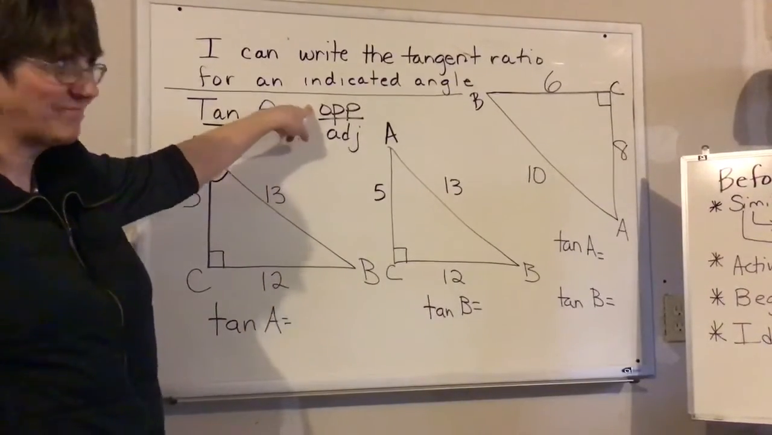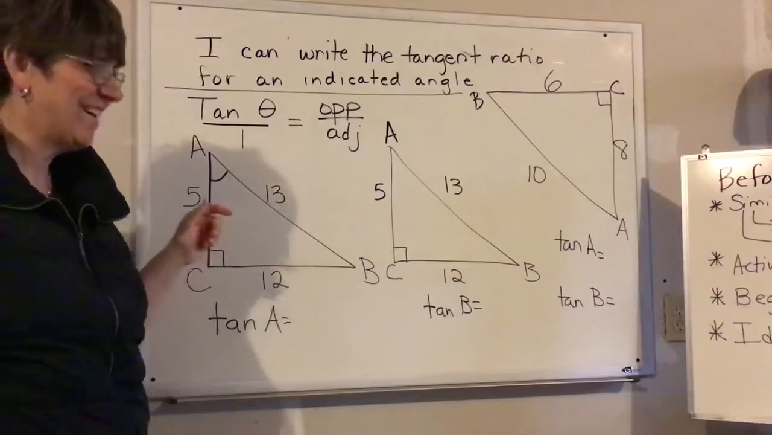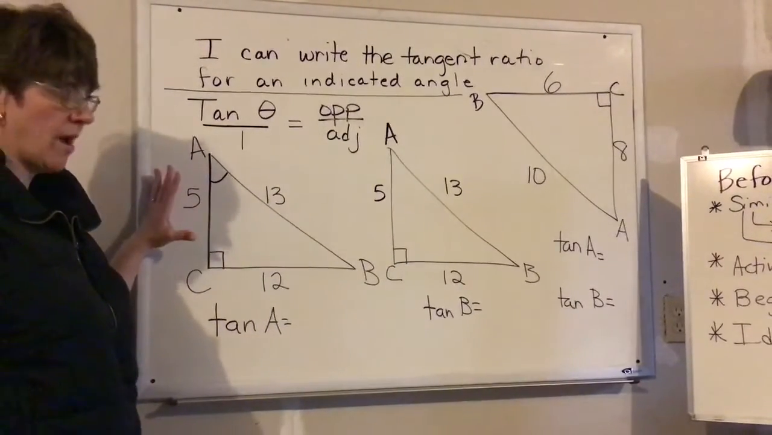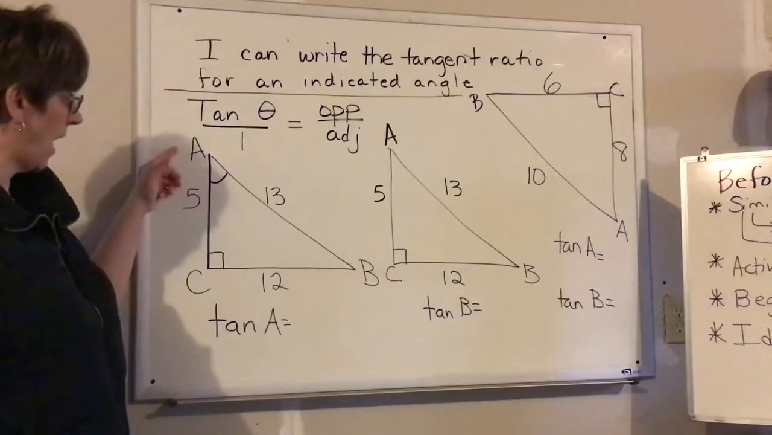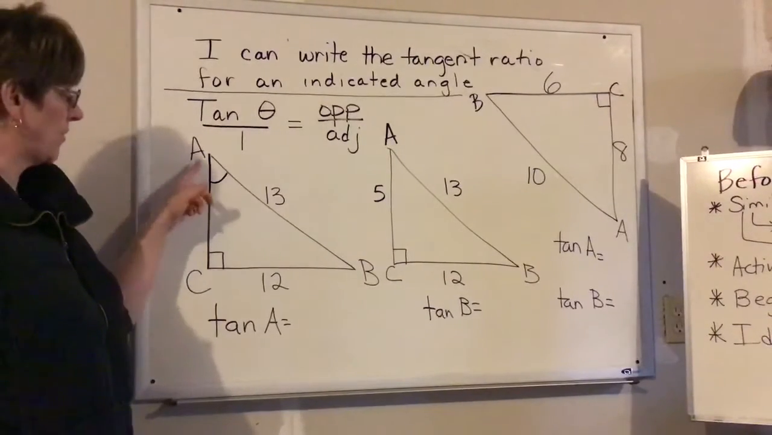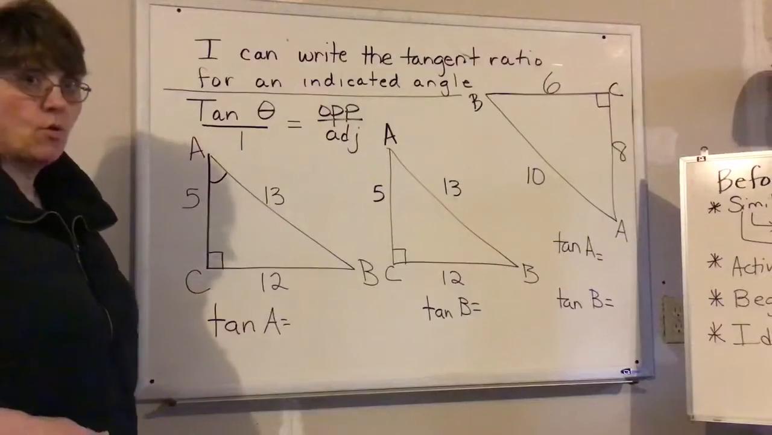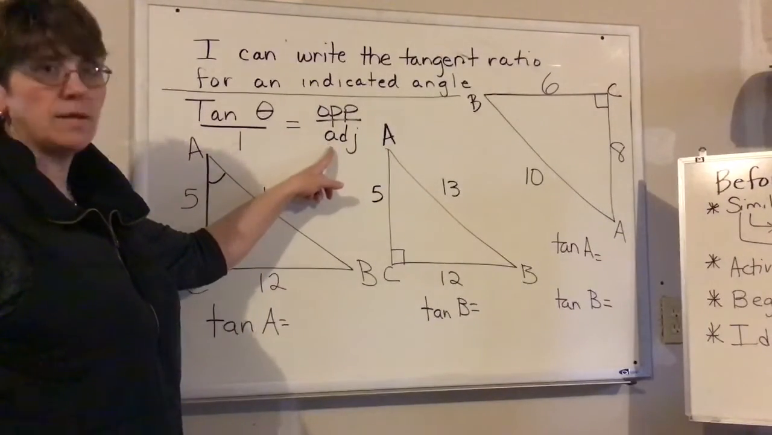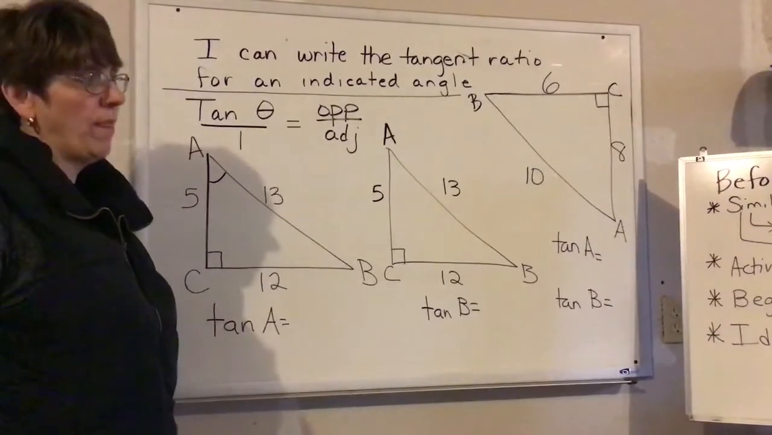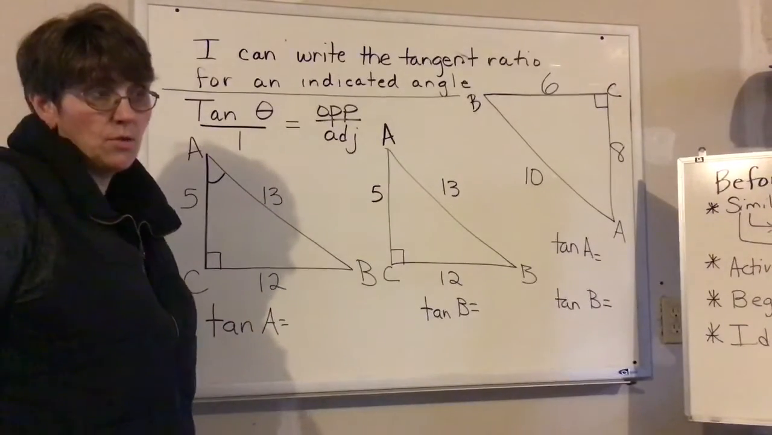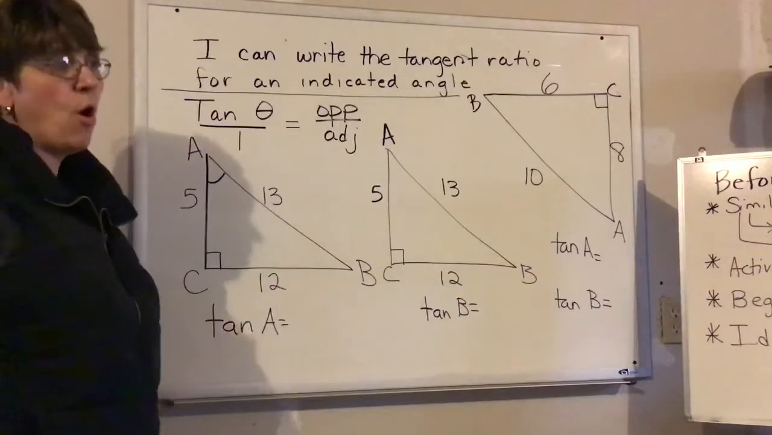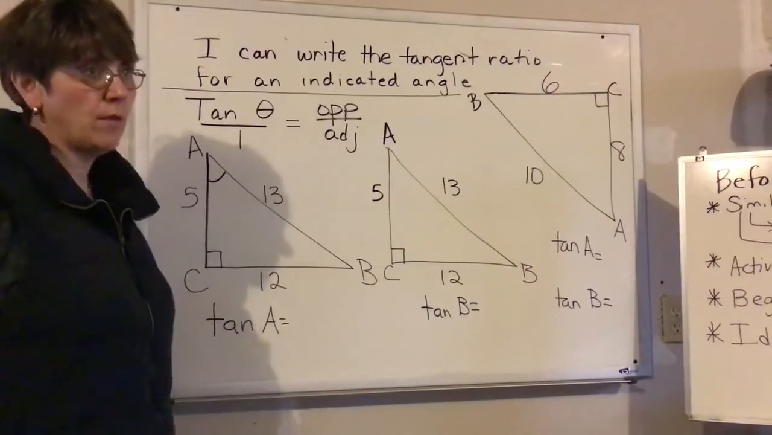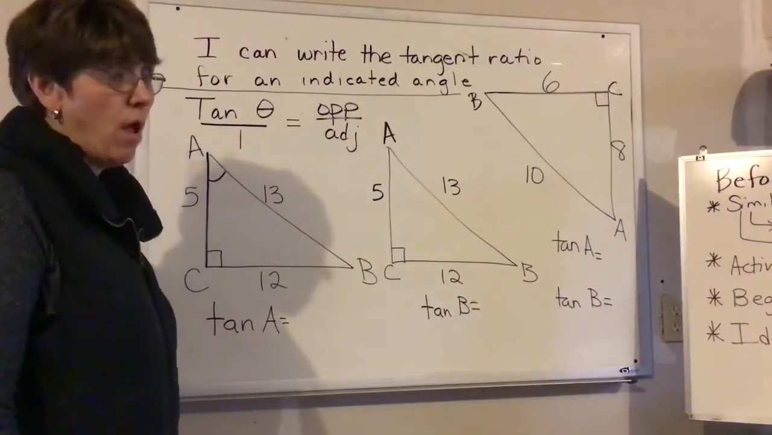making sure that opposite is always in the numerator. So if I'm looking at a right triangle and I want to write a ratio for the tangent of angle A, in order to do that, I have to know what side is opposite of angle A and what side is adjacent to angle A. One thing about the tangent function, it doesn't use the hypotenuse. So we know that whenever we're writing a tangent ratio, we're not going to use the value of the hypotenuse in our ratio at all.